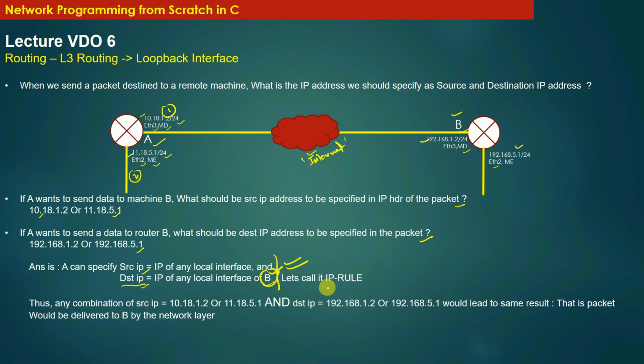So let's call this rule the IP rule. Thus, any combination of source IP address, whether you specify 10.18.1.2 or 11.18.5.1, and destination IP address, 192.168.1.2 or 192.168.5.1, which are the IP addresses of local interfaces of the destination machine, would lead to the same result. That is, the packet would be delivered to B by the network layer.